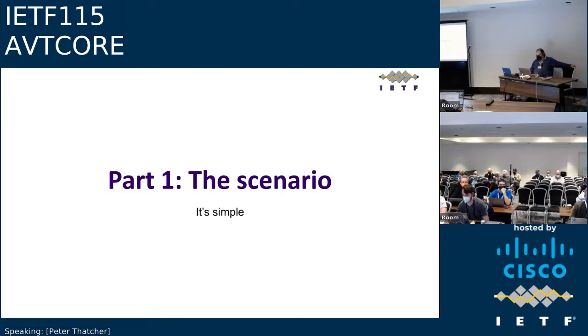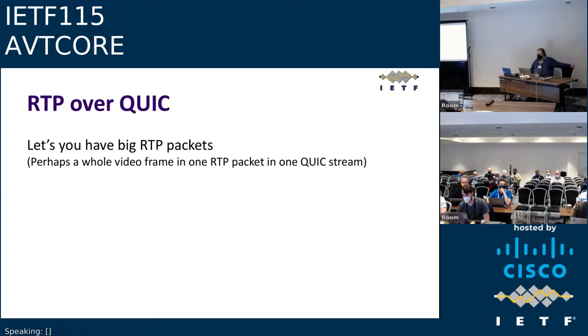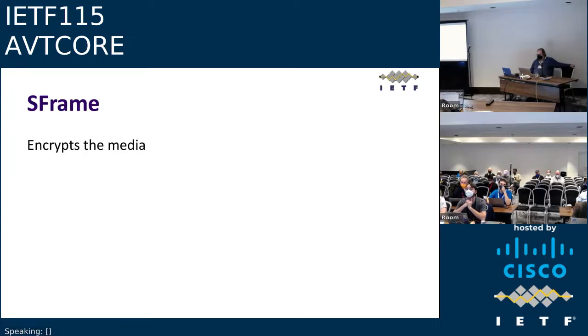All right, so I'll try to describe the scenario. Next slide. Just reviewing simple things. RTP over QUIC allows you to have big RTP packets, perhaps a whole frame in one RTP packet in one QUIC stream. Next slide. And SFrame lets you encrypt the media. Next slide.